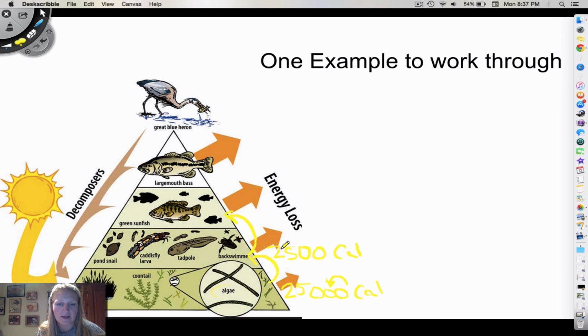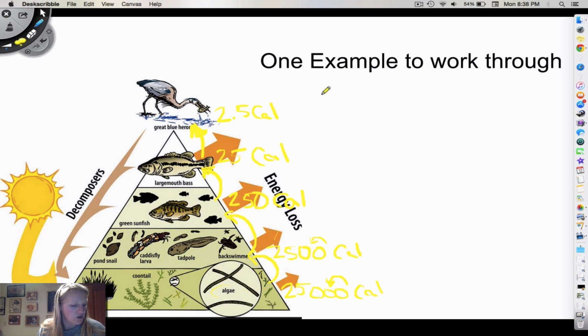Then we go up again, energy is being lost as heat energy, and then we have another loss of 90%, so we move up 10% to 50 calories that exists in the green sunfish. Then we move up to largemouth bass. Of the original 25,000 calories available, the largemouth bass is only going to be getting 25 calories. And then this poor great blue heron will only be getting 2.5 calories of energy from the very bottom. Okay, so that's an example of movement between the levels.